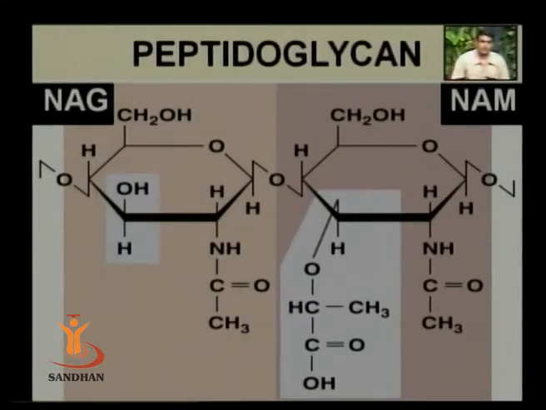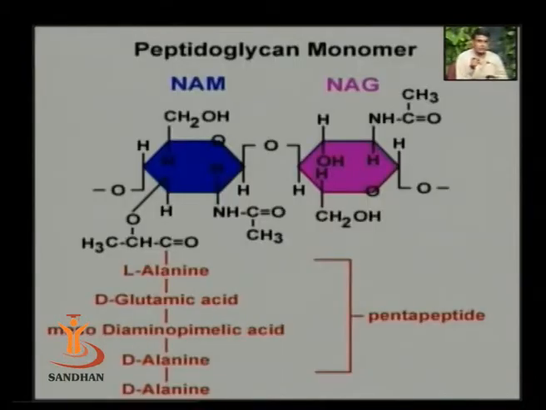If you see the structure of peptidoglycan, as I have already discussed, it contains a unique alternating polymer of N-acetylglucosamine and N-acetylmuramic acid, and the peptide is attached to the N-acetylmuramic acid. It contains some unusual amino acids which are not present in proteins, and these unusual amino acids are synthesized by the enzyme racemase from the usual amino acids.